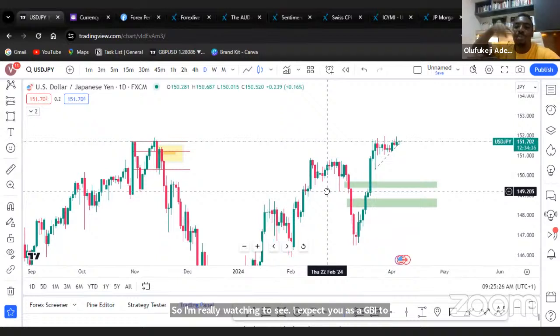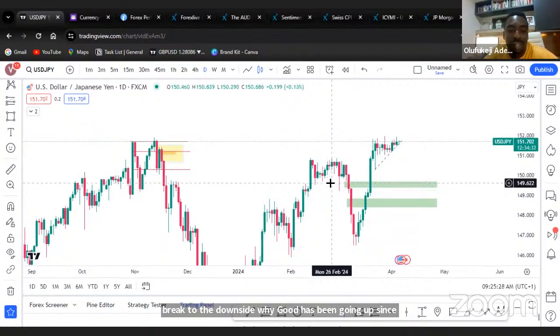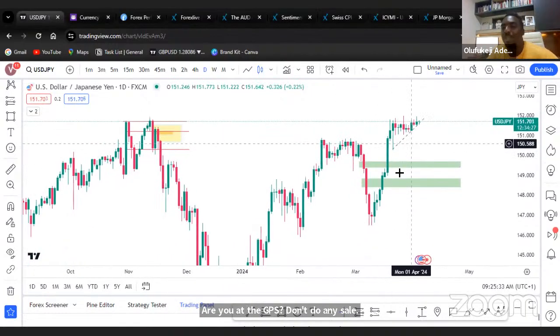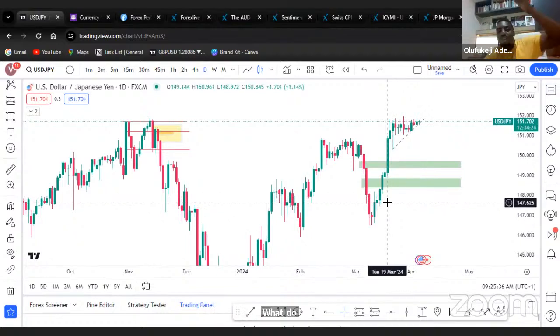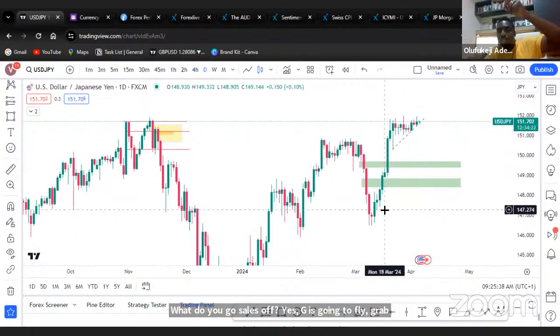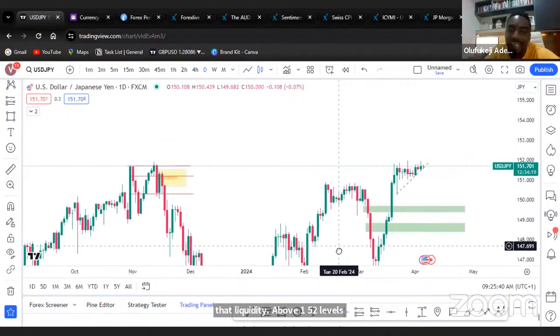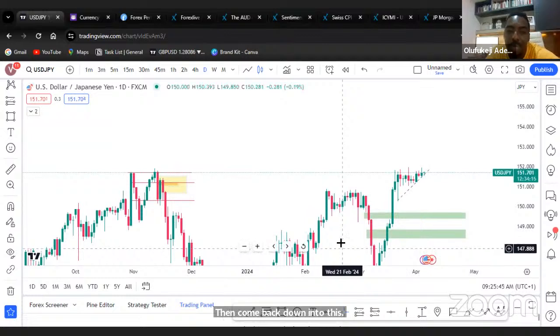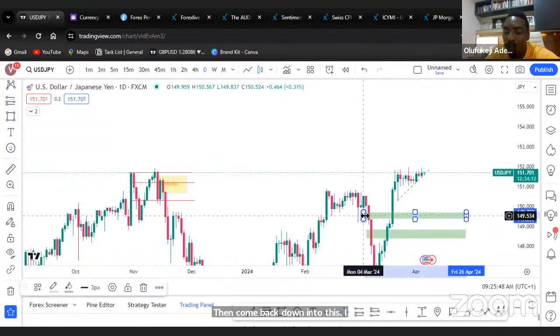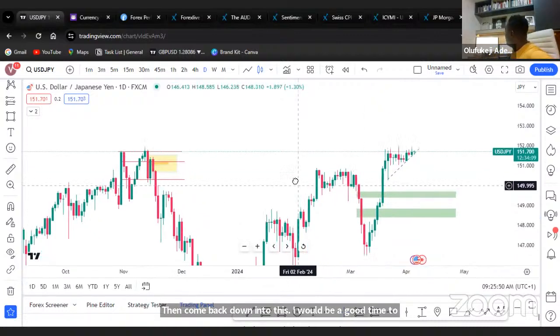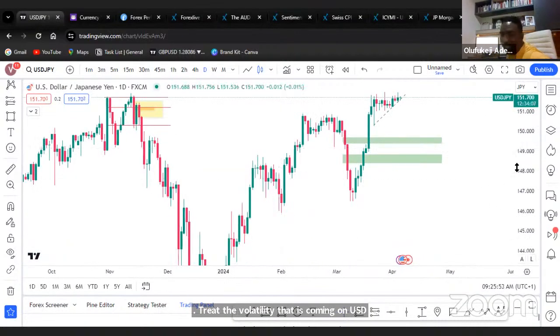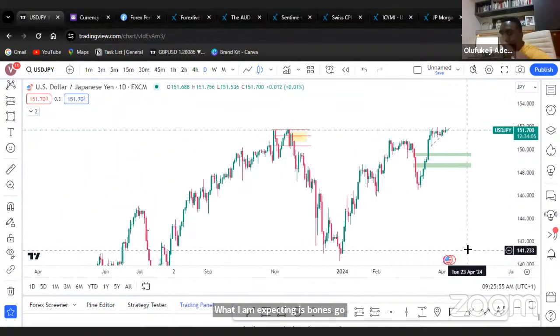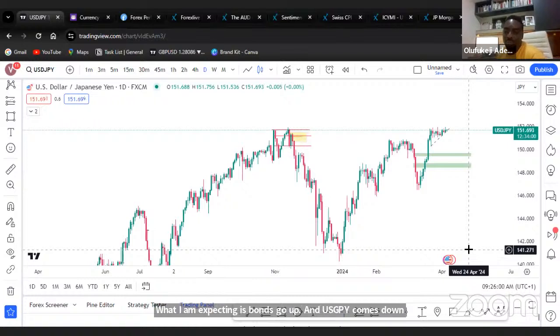Why? Gold has been going up and USD has not done any sell. But if gold sells off, USD is going to fly, grab that liquidity above 152 levels, then come back down into this. So get ready, guys. Tomorrow after non-farm payroll may be a good time to trade the volatility that is coming on USD. But I am expecting, if bonds go up and USD comes down, then to sell USD consistently.